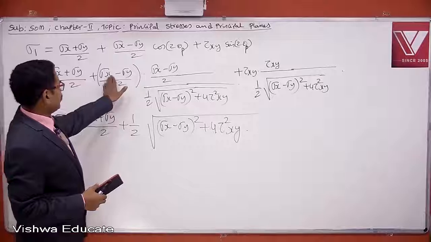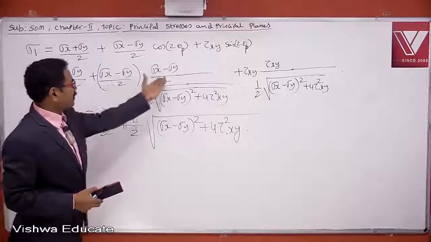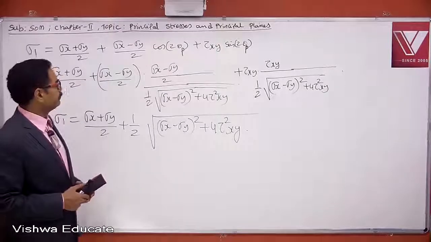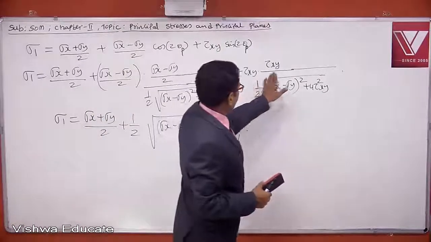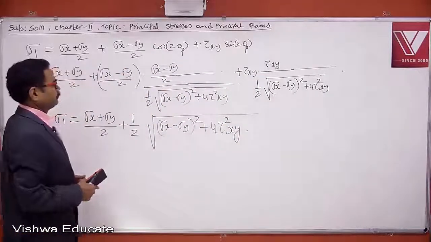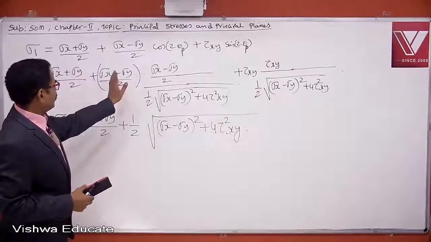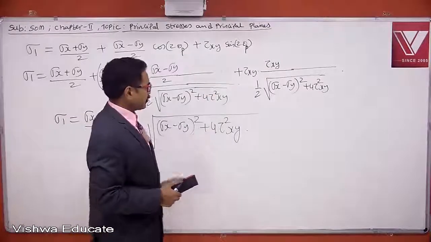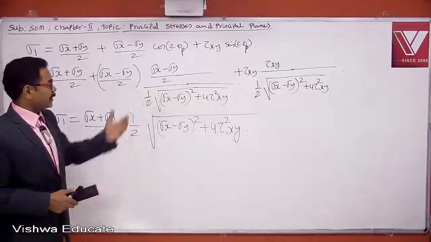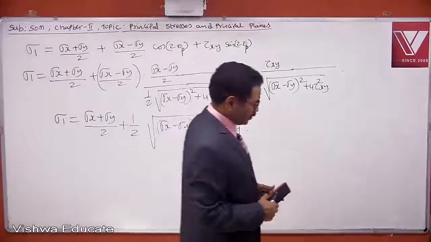So here σx − σy is there, here also σx − σy is there. If you multiply these two, you will get (σx − σy) whole square. Here τxy is there, here also τxy is there. τxy into τxy, τ²xy. So I'm simplifying this here. You can add this (σx − σy) whole square plus τ²xy. Then automatically the square root will come to the numerator. It's a very simple simplification. So finally you get σ1 is equal to this much.